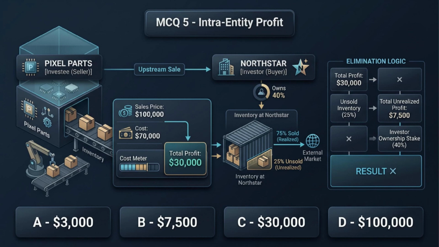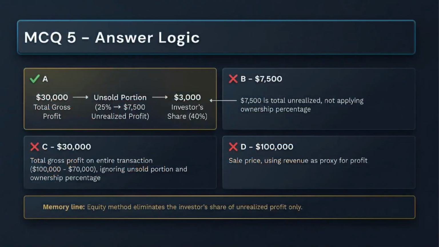Do not use the full sale price. Do not use the full profit before applying the unsold portion. Work through the three-step calculation and choose your answer. The correct answer is A, $3,000.